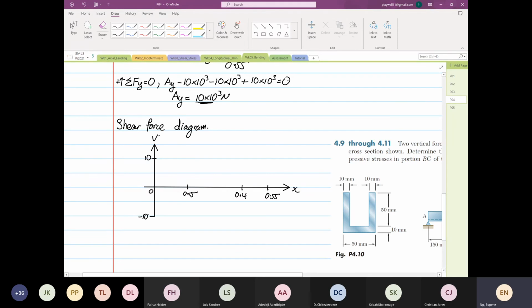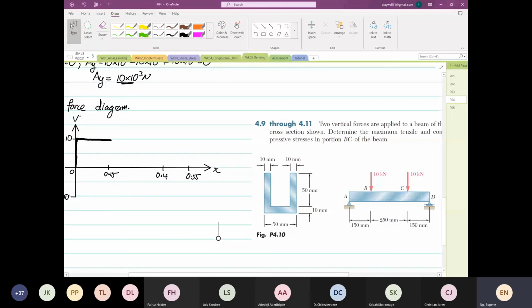So our shear force diagram at point A, you have 10 kilonewton. So you go up, right? You go horizontal, and at 0.15, you have 10 coming down. And then up to 0.4, you have nothing, right? And then at C, which is at 0.4 distance, you have minus 10 again. And then you come over here, and go back to 0. So this is how the shear force diagram looks like.